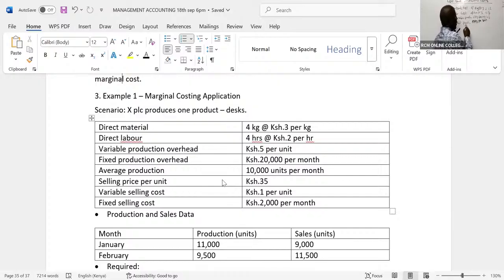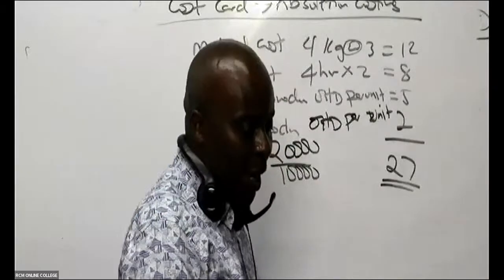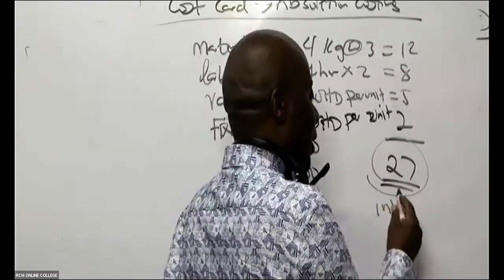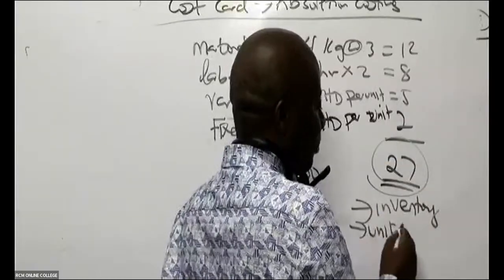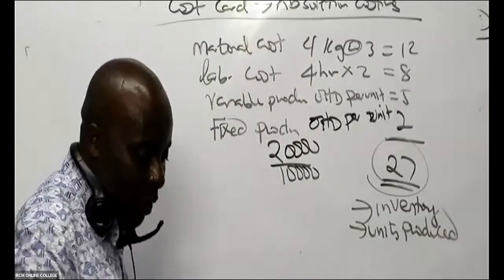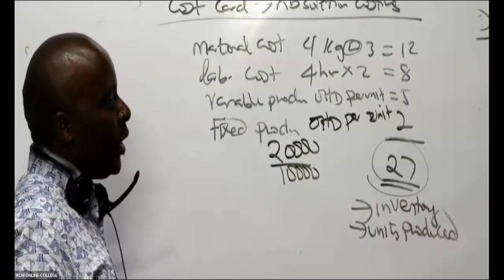Remember, it is 20,000, but it is per month, for producing 10,000 units, which gave us 2. At the end of the day, we see a figure of 27. This 27 is what we shall use to value inventory and to value units produced. Once you've understood that, then you are at home.